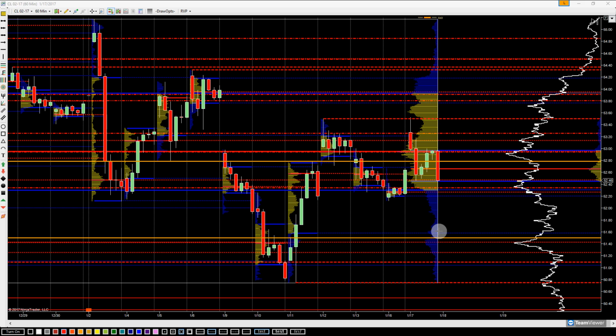Third hypothesis is we open and we immediately start trying to take back this gap. We might come test and hold here. Again, I think this VPOC, this high volume node in the composite might be a point of congestion, and then potentially we start making our way all the way back.